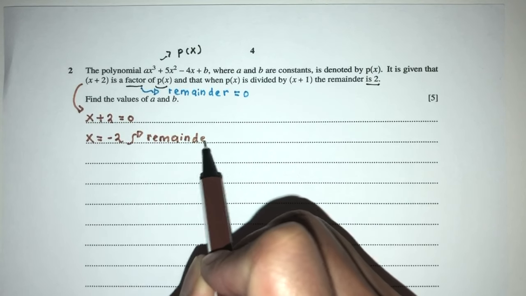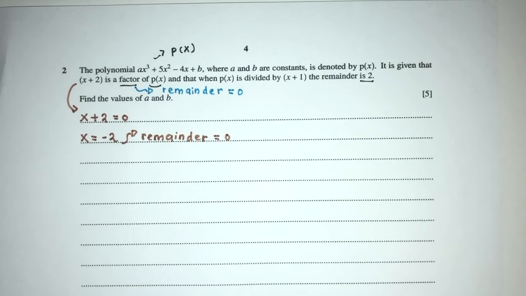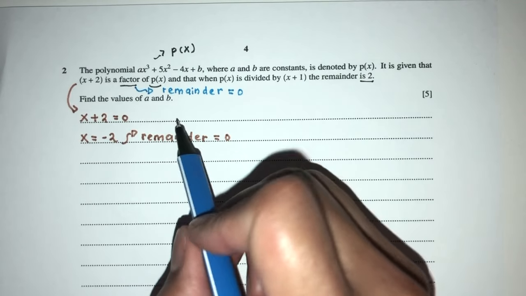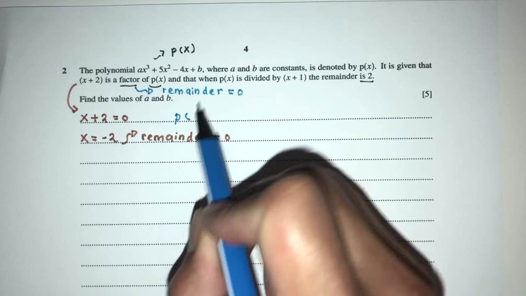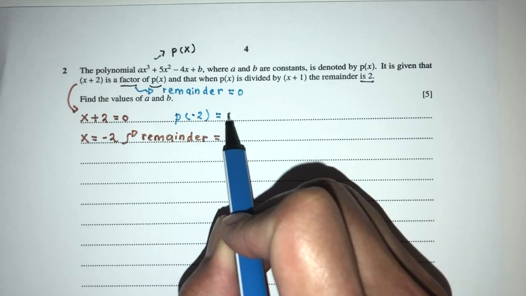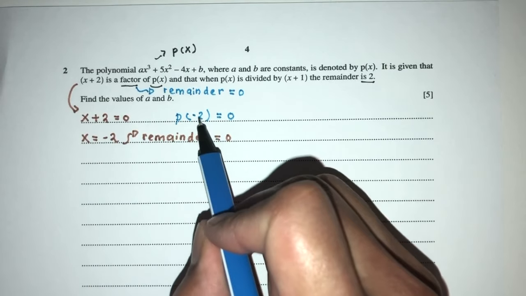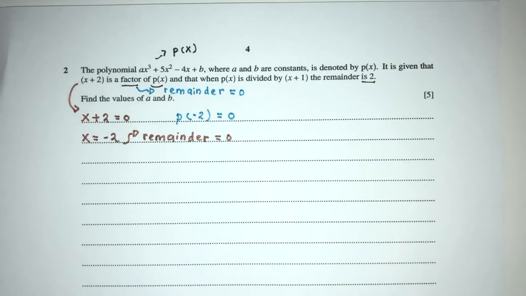Now how can we write this in the equation? Very easy. We know the equation is p of x. For example, if p takes in the value of x, which is minus 2, it has to give you 0 for the remainder. That is my equation number 1. So let's replace this value in this equation and see what happens.